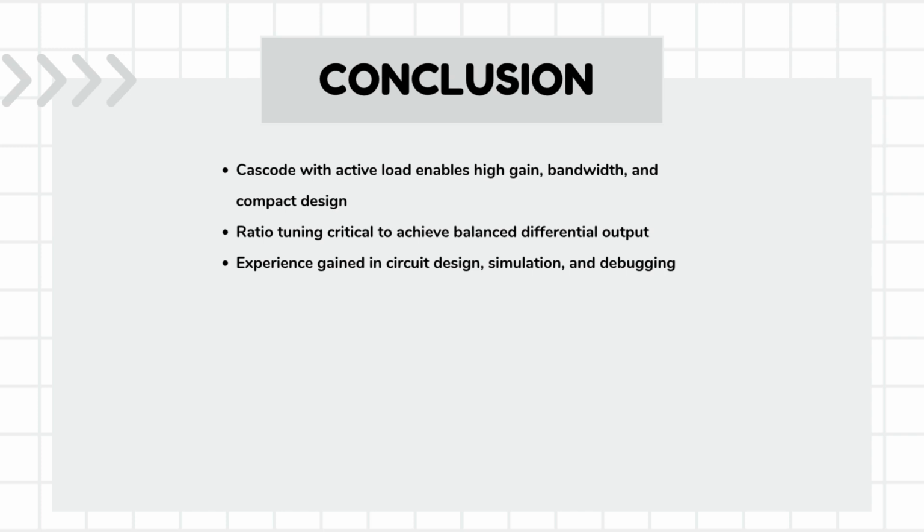And to conclude, this project demonstrates the importance of both theoretical knowledge and simulation in analog IC design. The cascode with active load structure helps us achieve high gain, wide bandwidth, and efficient layout. Through this project, I also gained valuable experience in designing from scratch, debugging, and understanding the impact of each transistor's role.